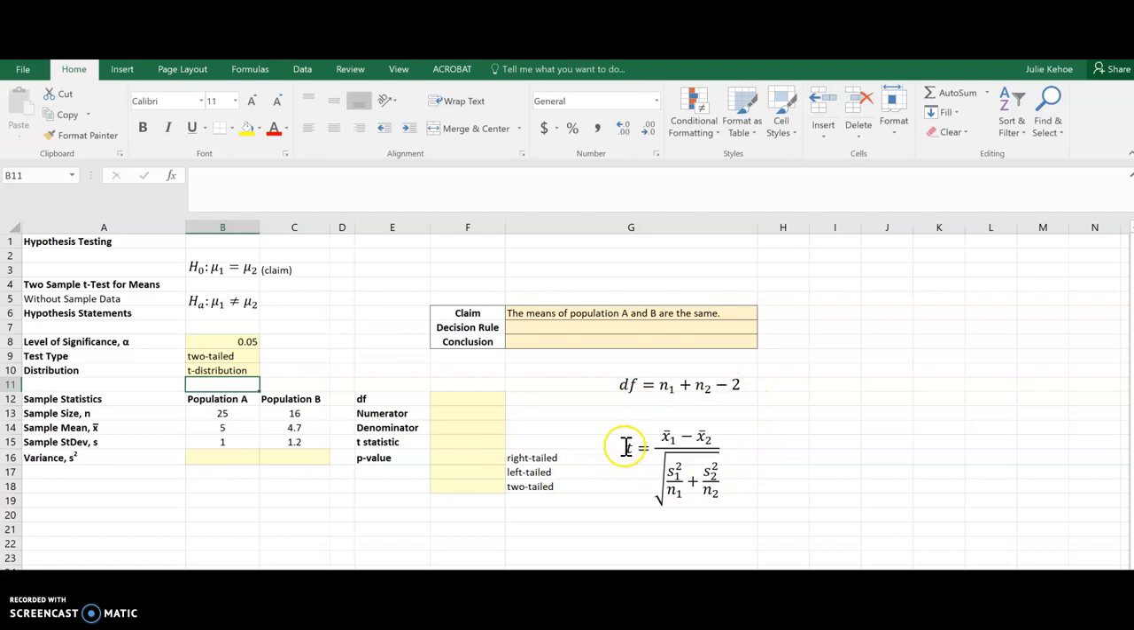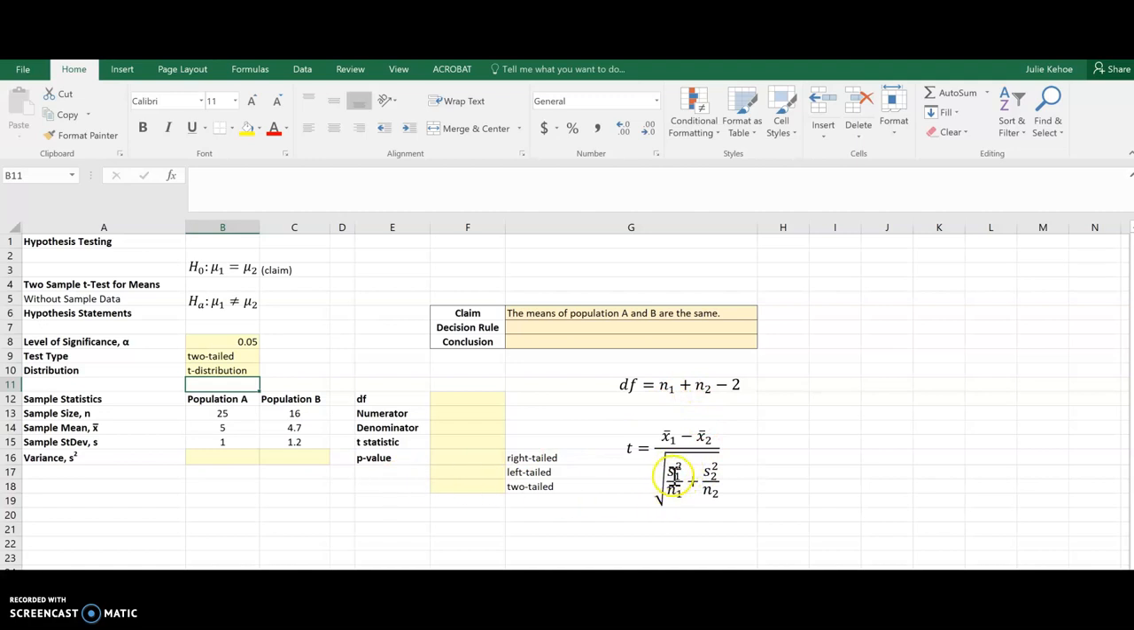Now I've got some formulas over here that I'm going to have to work with in order to do this. I need to calculate the t-statistic so that I can find the p-values, the area to the left and to the right of that t-statistic that I get. So there's a lot of pieces that I need to put together here.